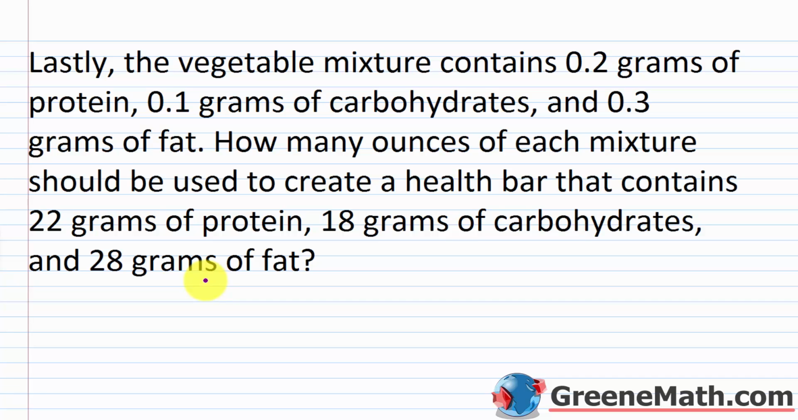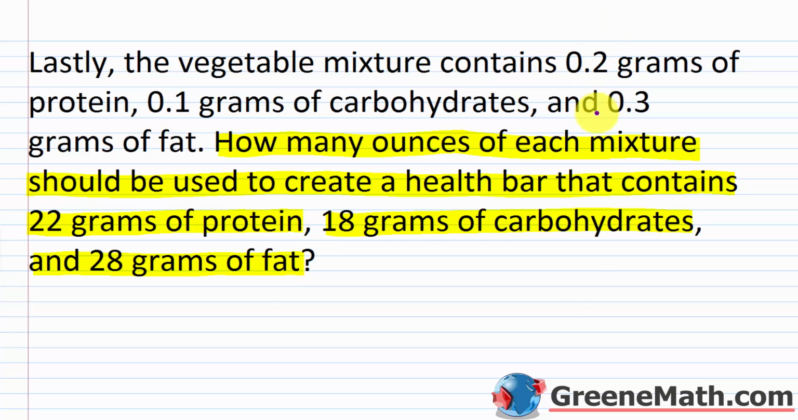Just like any other word problem that we've worked on before, the very first thing you always want to do is figure out what you are being asked to find. A lot of times you'll struggle because you're flopping around through information and you're not specific on what you need to find. So you need to key in on that and say, okay, I want to find how many ounces of each mixture. Remember we had the corn mixture, the egg mixture, and the vegetable mixture, and they should be used to create a health bar that contains 22 grams of protein, 18 grams of carbohydrates, and 28 grams of fat.